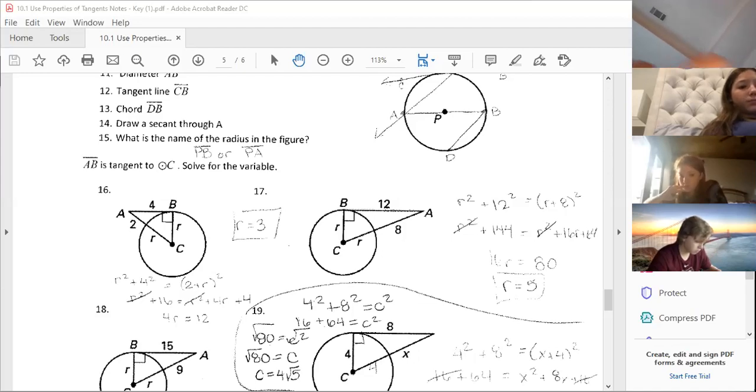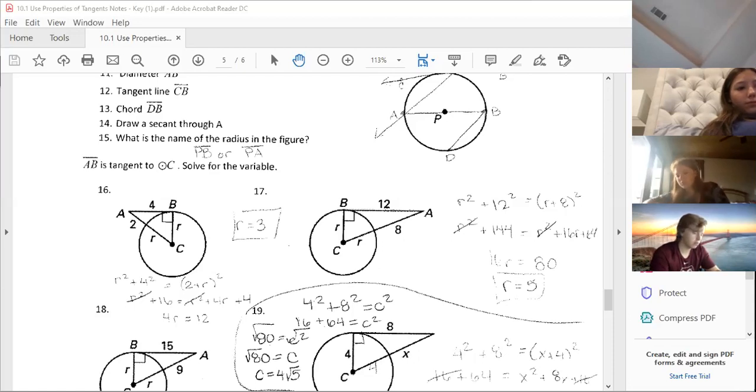23, that was a tough one. Everyone got 23 from the notes? Yes. Okay. All right. Well, I'm going to go to the homework. I went ahead and worked all the homework out so you guys could see.